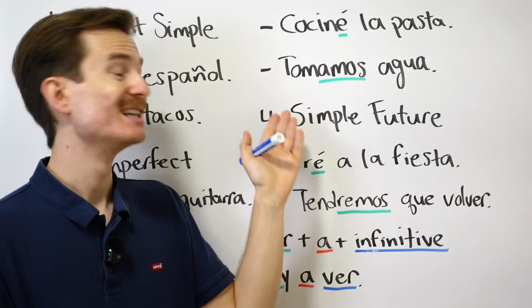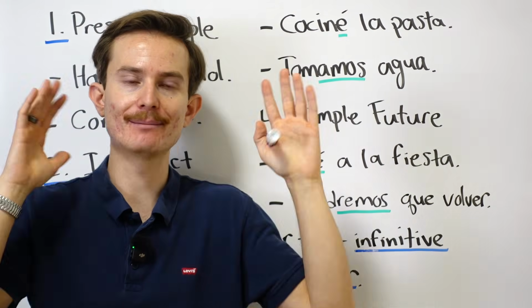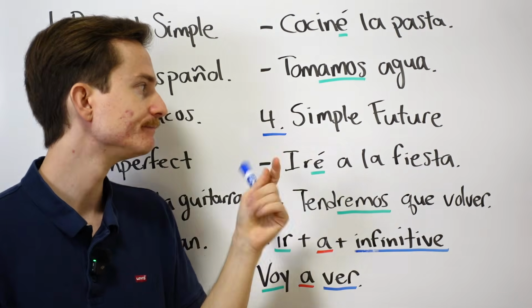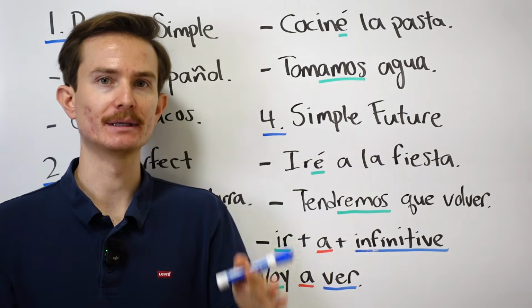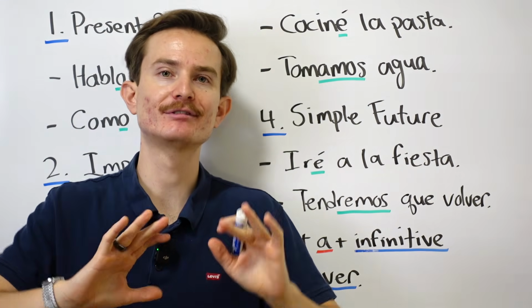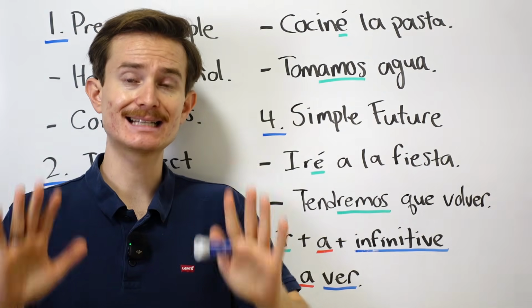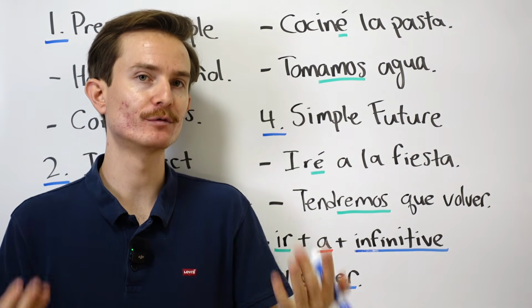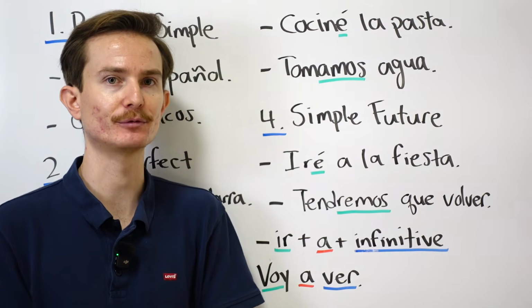And finally, talking about the future, which I'm telling you, if you can do this, now you can speak in the past, present, and future, okay? So the simple future is what is used more often in Spain. It's not that we don't use it in Latin America, but it's more common we use what is called the informal future, okay? But first, let's take a look at the simple future, okay?